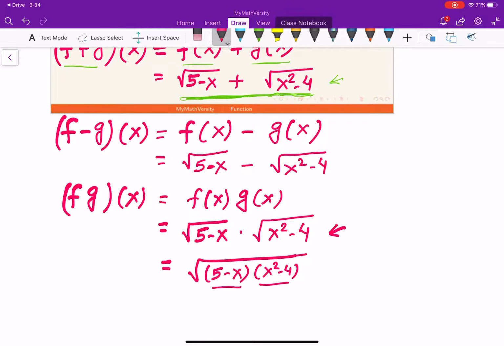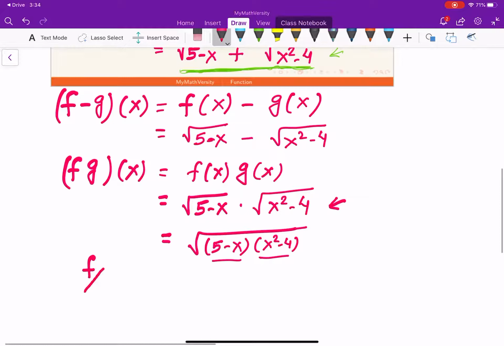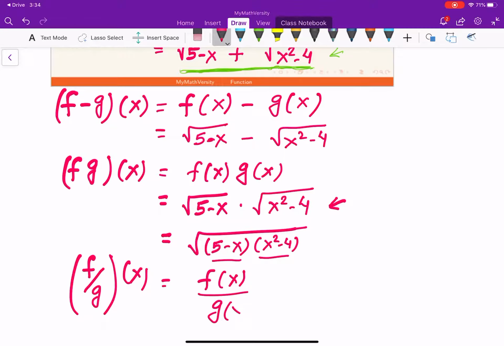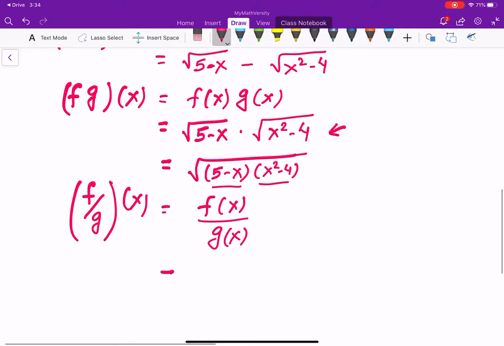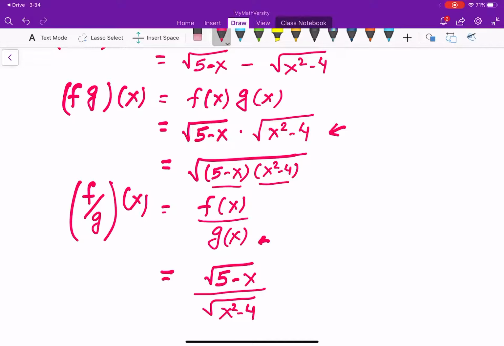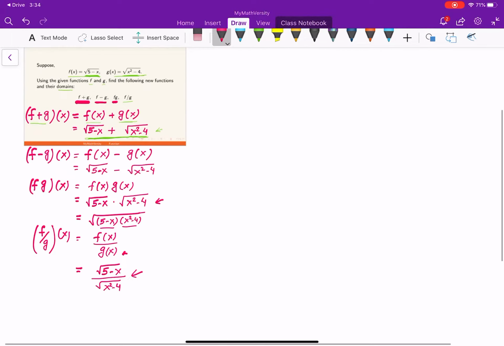Now similarly, to find the quotient function, we need to divide the function f by g of x. We know that f of x in this problem is the square root of 5 minus x, divided by the square root of x squared minus 4, which is the function g. We can just plug that in. Done. So this is our quotient function. So we have figured out these new functions from the given functions f and g: we just add, subtract, multiply, or divide, and then we get those.